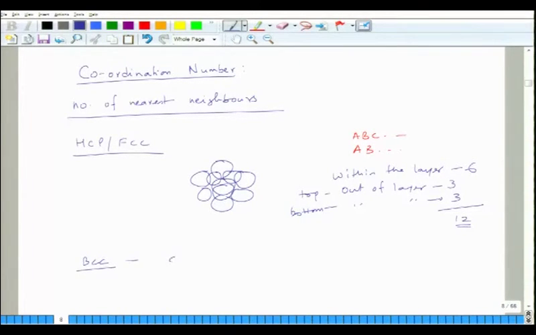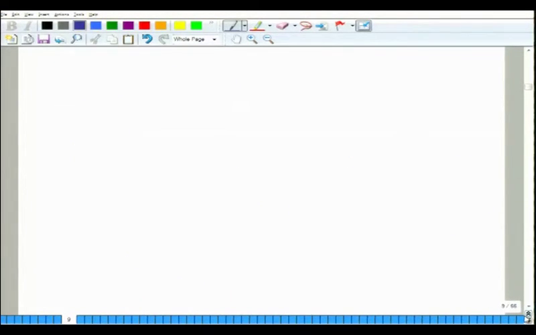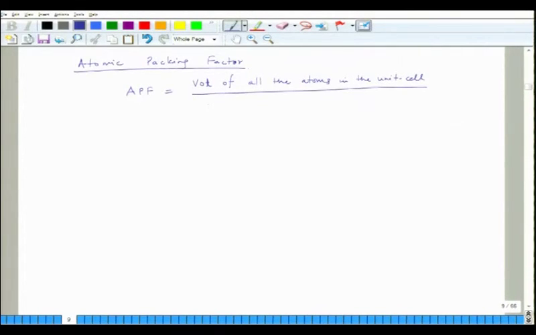In case of BCC, the coordination number is 8, which was obvious. In case of simple cubic, the coordination number was 6. So, you can see that the number of nearest neighbors is largest in case of a close packed structure. As a result, there is a quantity called the atomic packing factor, which is highest in case of FCC. What is atomic packing factor? APF is basically the volume of all the atoms in the unit cell divided by the volume of the unit cell. So, let's see in case of FCC.